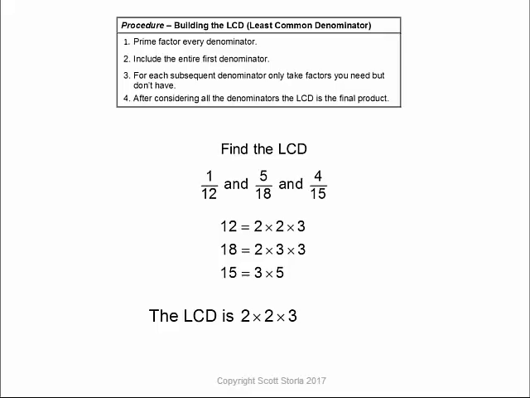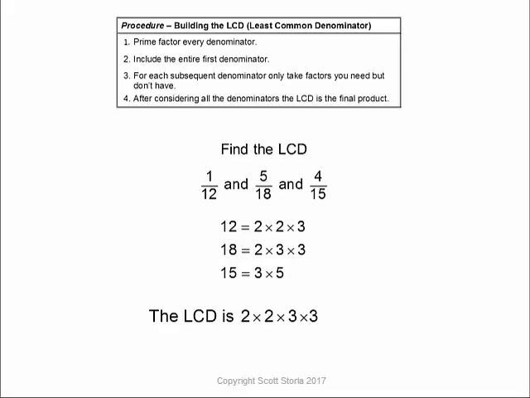My LCD also has to have a product of 18, and so far it doesn't. And that's because an 18 needs two factors of 3, and so far my LCD only has one factor of 3. So I need to include another factor of 3 in my least common denominator. Now my LCD has a product of 12 and a product of 18 in it. And I haven't taken any factors I didn't need.